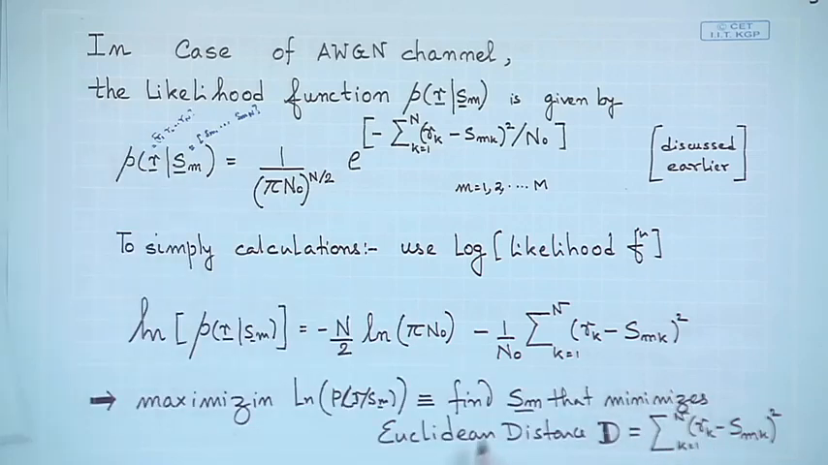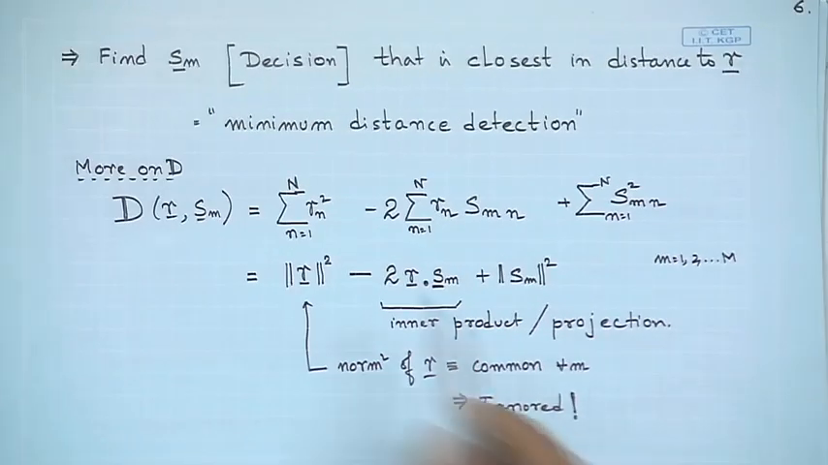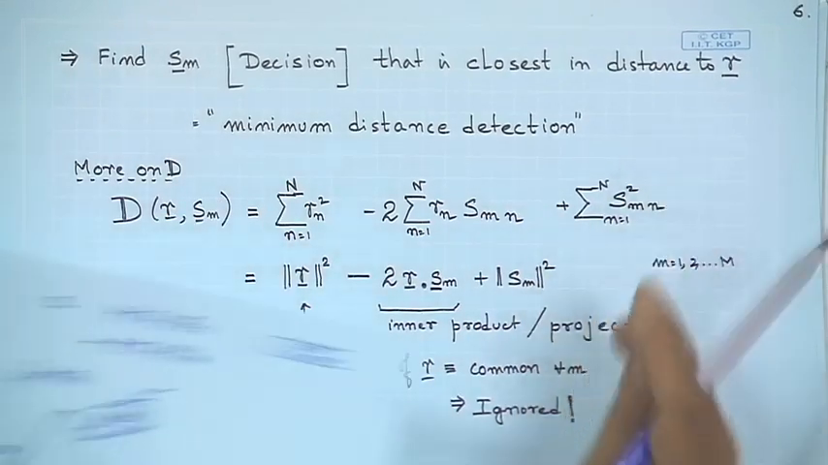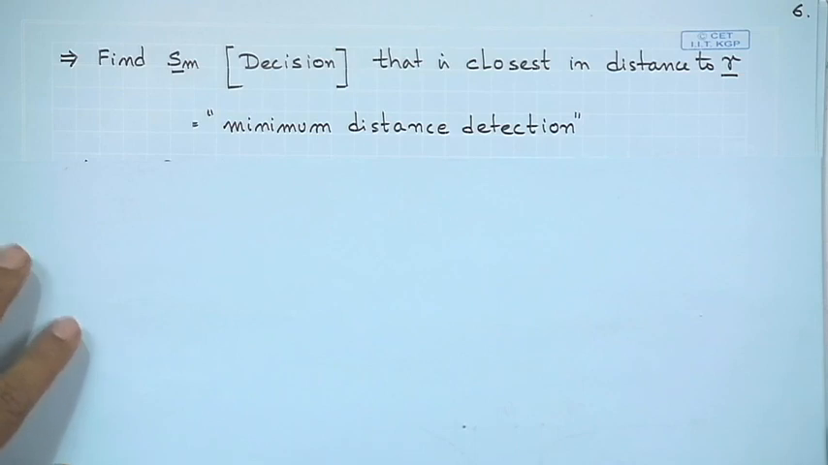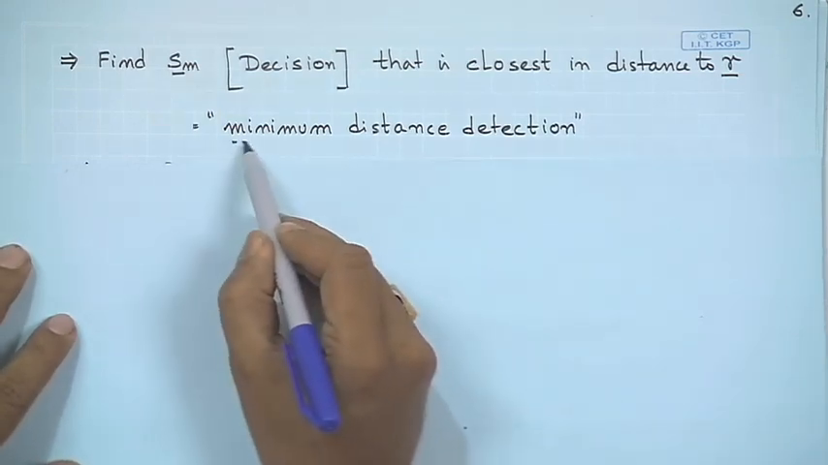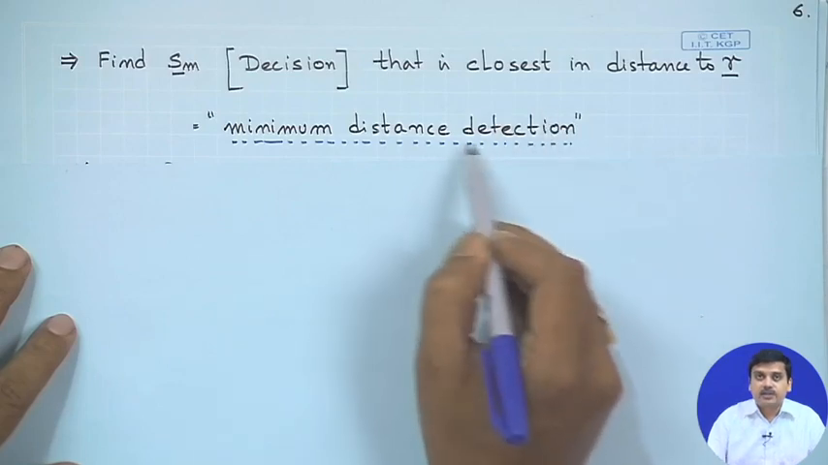That is why we call this particular expression the Euclidean distance, and our result is to find Sm that is closest in distance to r, and this could also be called minimum distance detection. So, we are still in the detection problem.